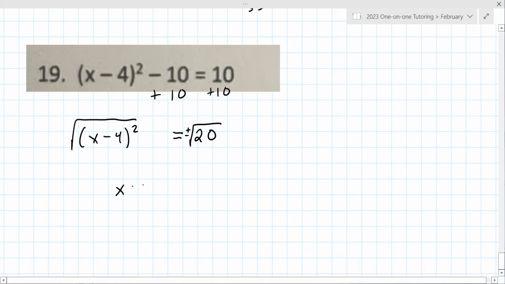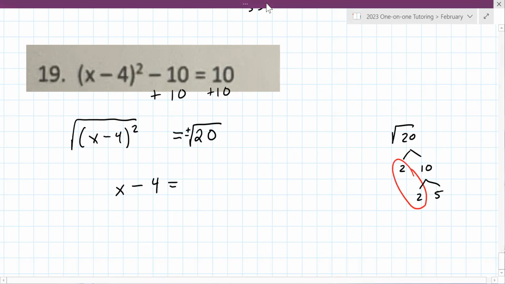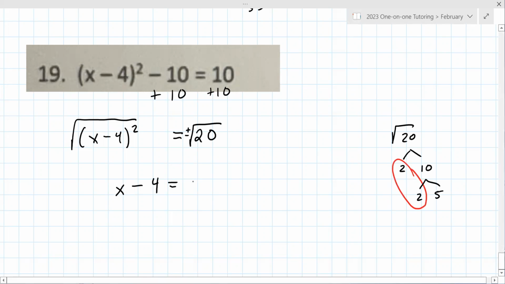Now on the left, it is x minus 4 equals. On the right, though, you have to reduce the square root of 20. So this is where you make that prime factorization: 2 and 10, 2 and 5. This time, there are a pair of 2's, so it's plus or minus 2 square root 5. If you recall, when you have a pair, one of the numbers comes out and the other number stays inside.